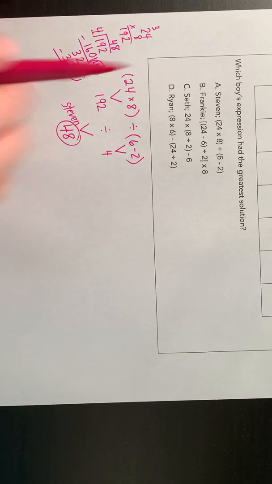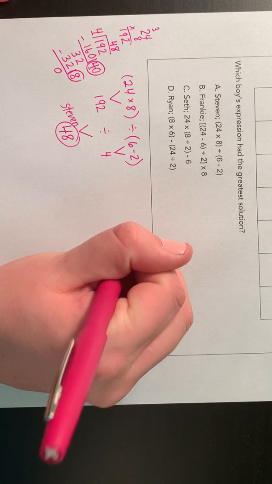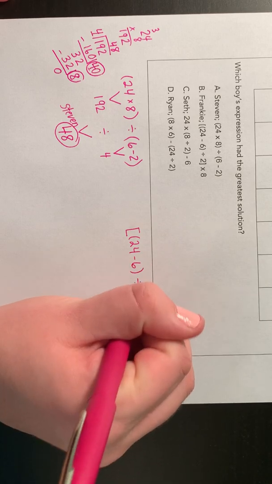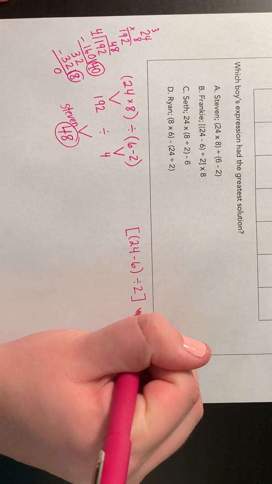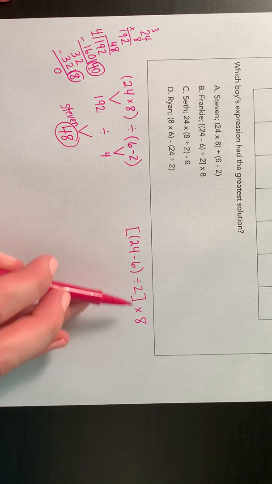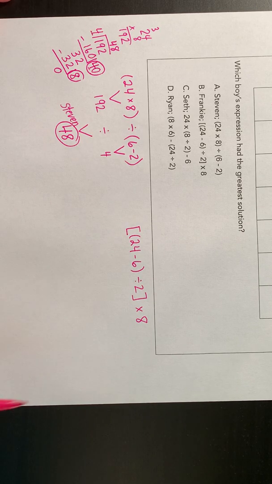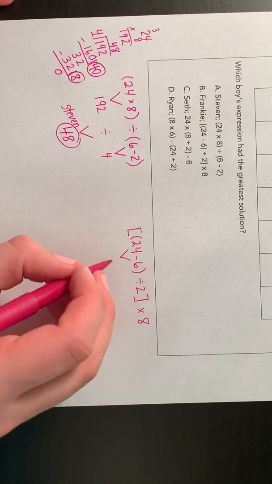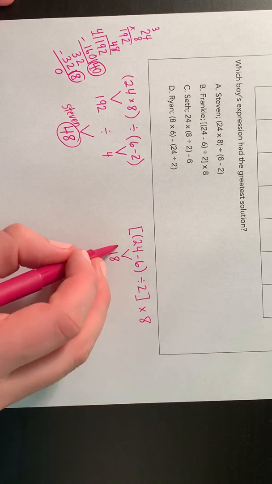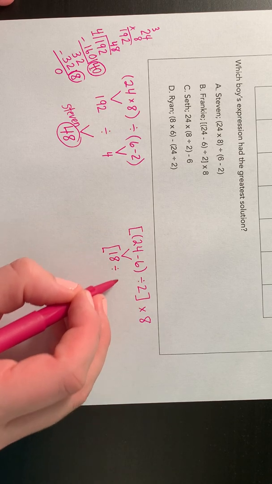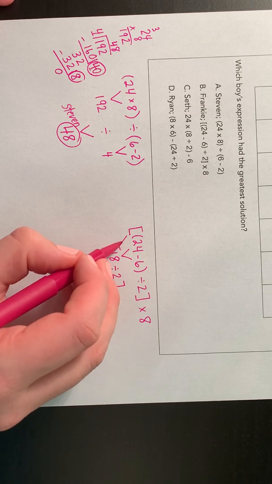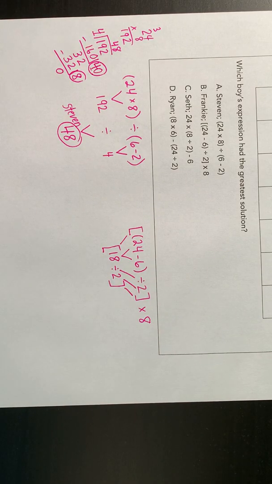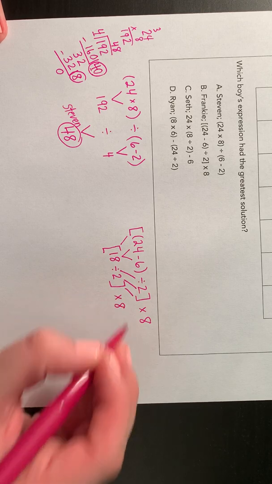All right, so next one is Frankie. Frankie has brackets and parentheses, so I'm going to be sure to write those out correctly. Now he's multiplying his answer by 8, so that could get him a large number. We'll have to wait and see. All right, 24 minus 6 is 18. And then I'm going to bring down my brackets. See, I brought my bracket down, my division sign, my 2, and my other bracket. And then I'm going to bring down the times 8.